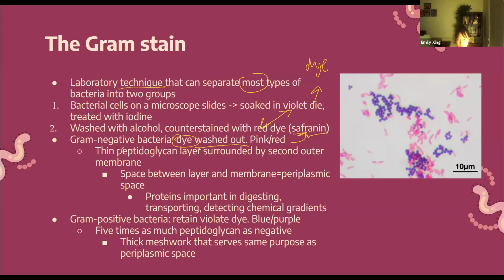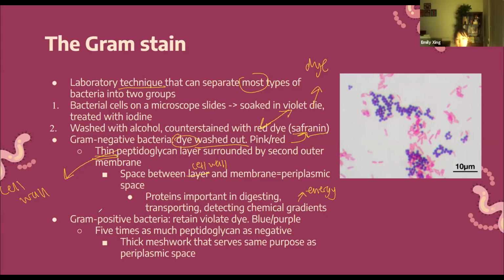And so this means that you have a very thin peptidoglycan layer, which, if you recall, is a component of the cell wall. And it's surrounded by the second outer membrane, and the space between the cell wall and membrane is called the periplasmic space. In this space, many proteins important to digestion, transportation, and detecting chemical gradients, which can be used for energy, exist between these two layers.